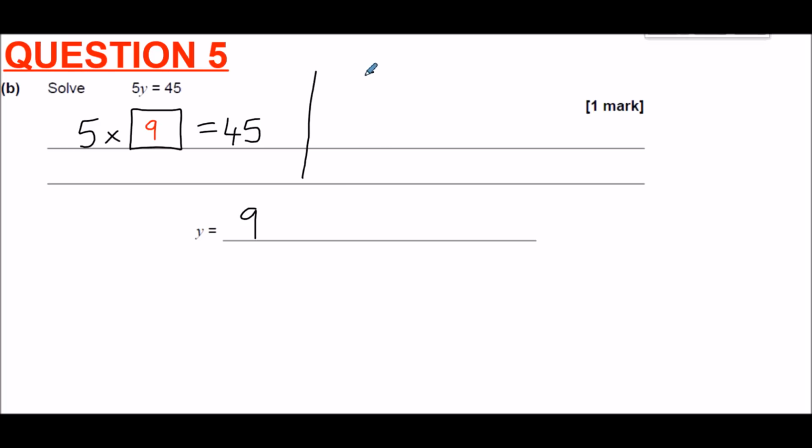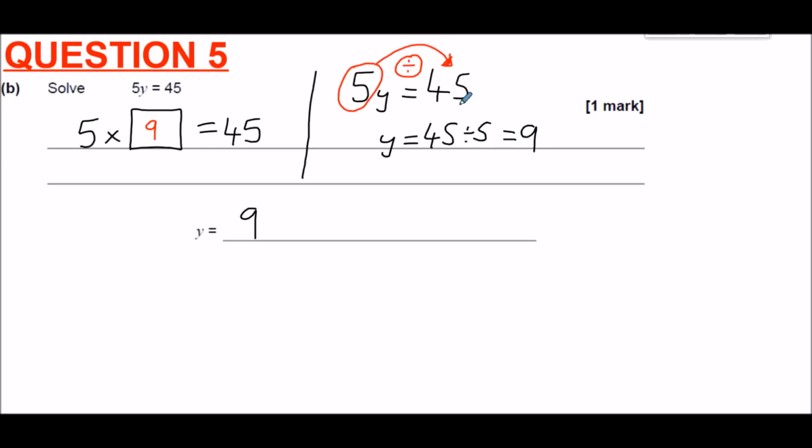Using the way I mentioned in part A, we can think about what the 5 is doing to the y. In algebra, if we've got two different things just next to each other, with no instruction telling us what's happening, it will always mean one is multiplying the other. And so the 5 is multiplying the y. And so if this 5 swaps side, it will swap sign to the opposite operation. And the opposite of multiplying will be dividing. So y will be 45 divided by 5, which, as I said before, is 9.